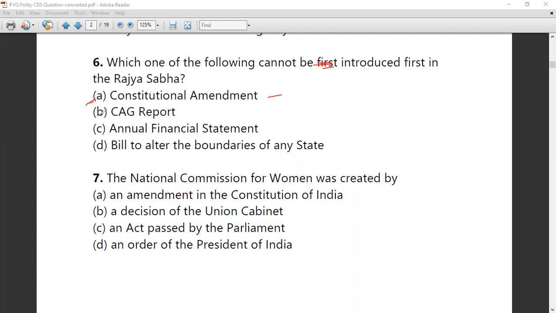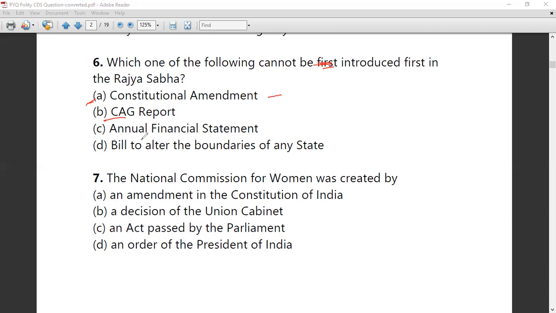Next is the CAG report. This also can be introduced in the Rajya Sabha first. There is no issue because the CAG report is given to the president by the Comptroller and Auditor General, and now the president presents this report to the houses of Parliament. So there is no issue. It can also be presented to the Rajya Sabha first.